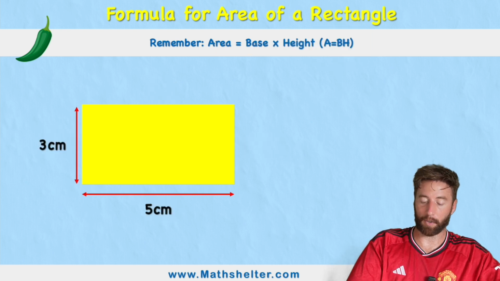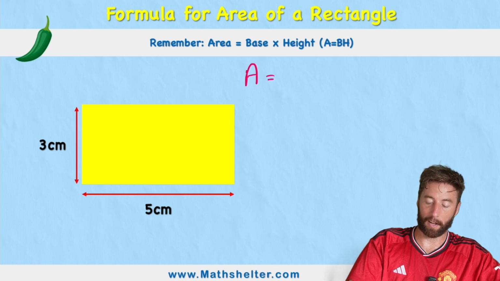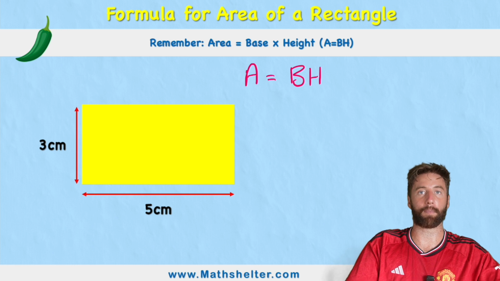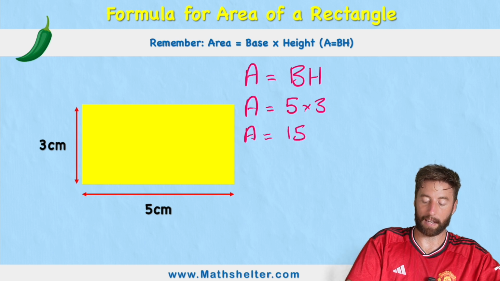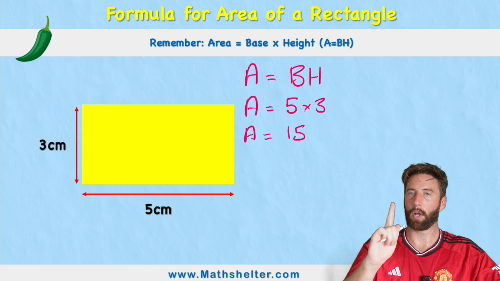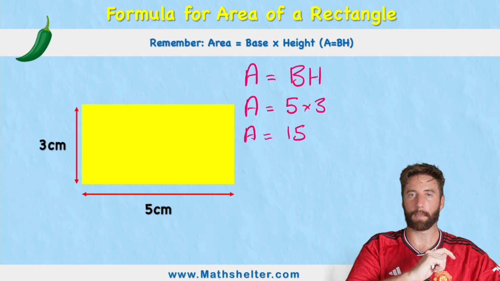So when writing my answer, I'm going to start with my formula, area equals base times height, and then I'm simply going to substitute these letters with numbers. So area equals 5 times 3. So therefore area equals 15. Simple, but not quite, because I'm missing something.